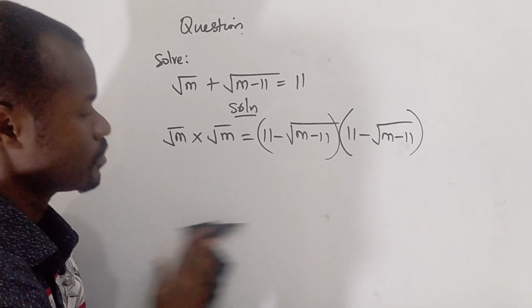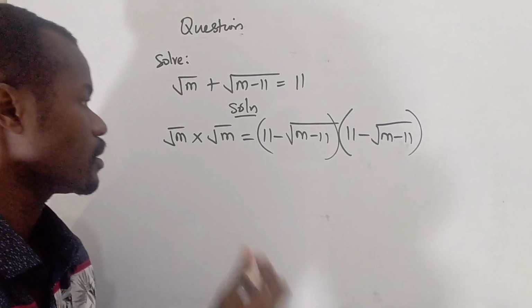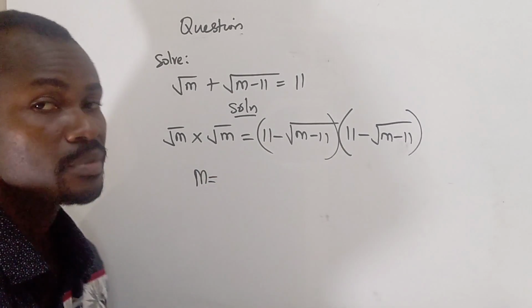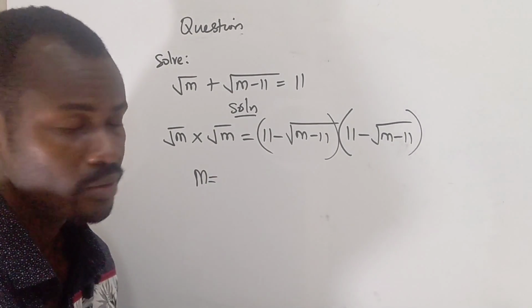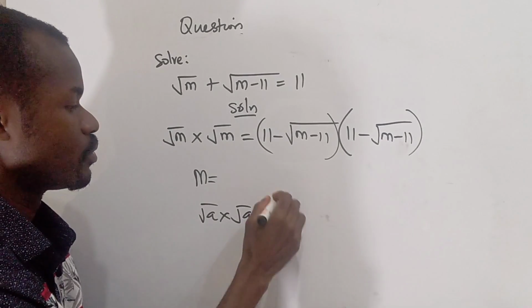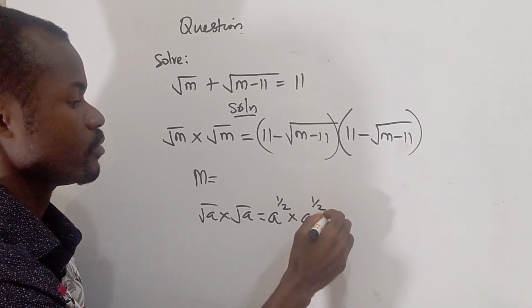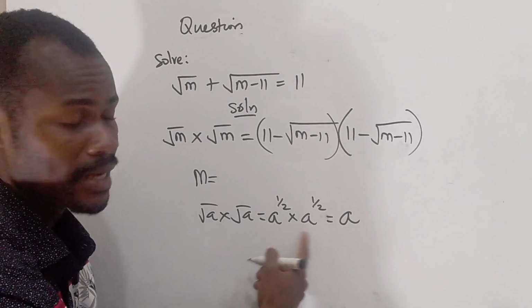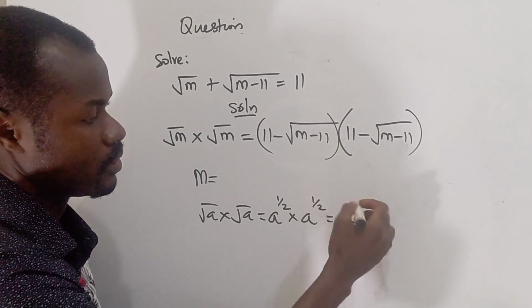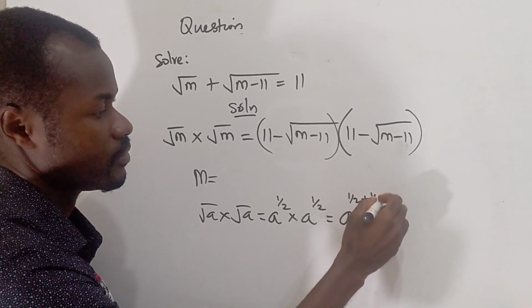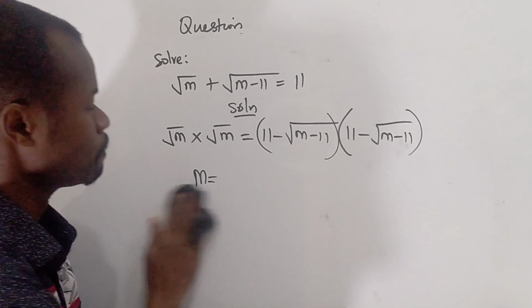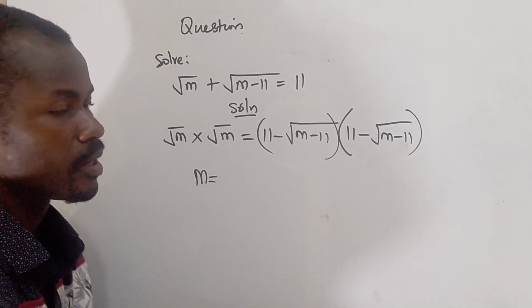So let's see what squaring is going to give us. Square root m times square root m is going to give us m, applying the principle of surds. If you have square root a times square root a, this means a raised to power half times a raised to power half. Applying the addition law of indices, half plus half gives us a raised to power 1. So this gives us m raised to power 1.